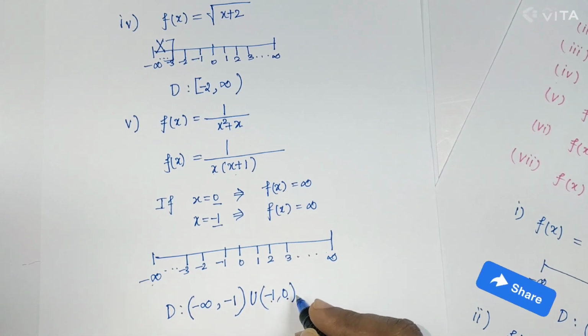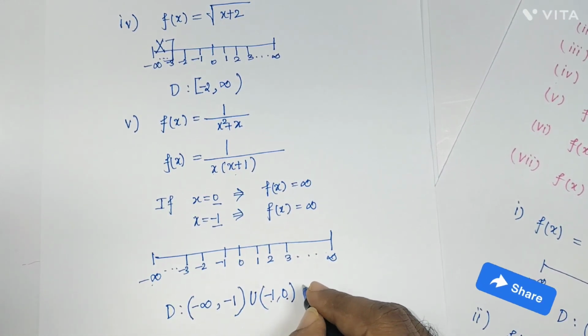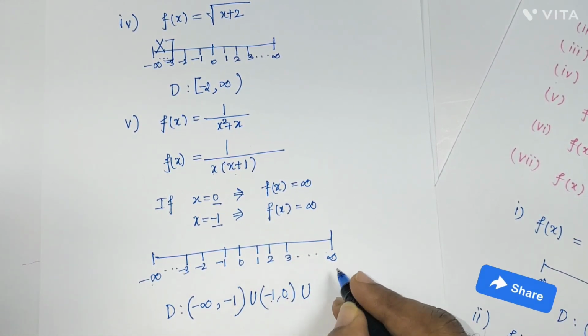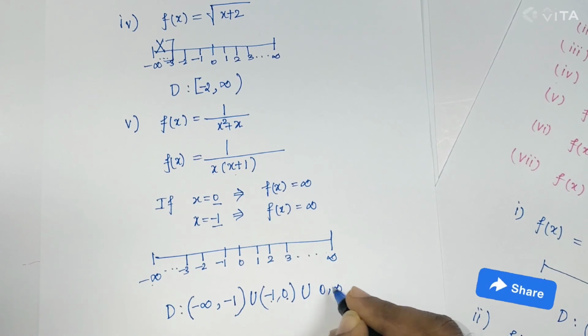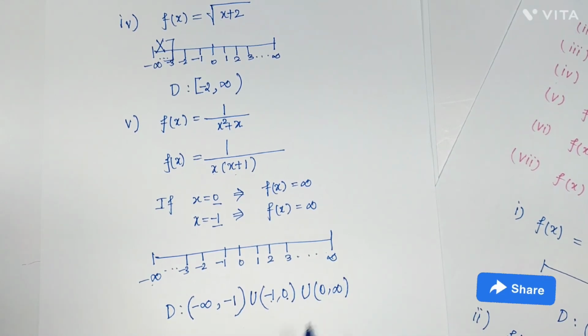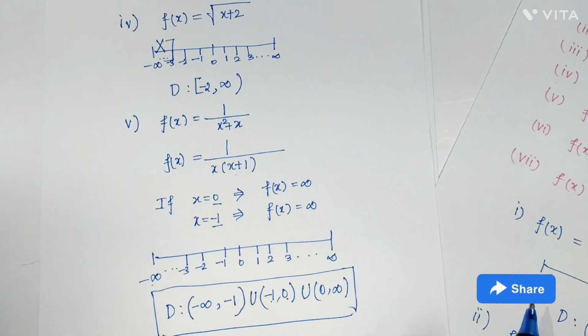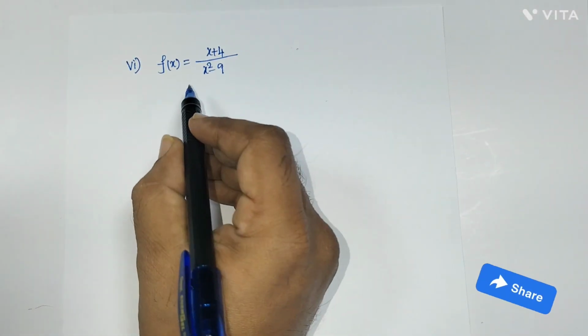Within the term we may apply, you will get the answer. Then again union of 0 to infinity. This 0 and infinity are not included, so we write open interval. This is your domain for this function. Okay.